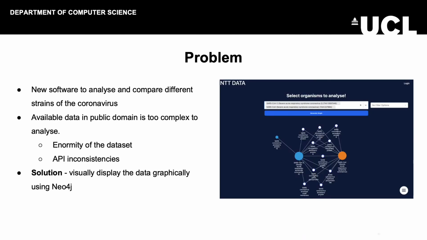In collaboration with NTTDATA, we have successfully developed a project that enables researchers to analyze and compare gene commonalities and differences between different strains of the coronavirus. Currently, there is data available in the public domain from the Keck Orthology database. However, it becomes very difficult for researchers to complete the analysis due to the enormity of the dataset and inconsistencies in the API. Traditional relational databases result in complex join commands. Therefore, our solution proposes to visually display the data graphically using a graph database, Neo4j.